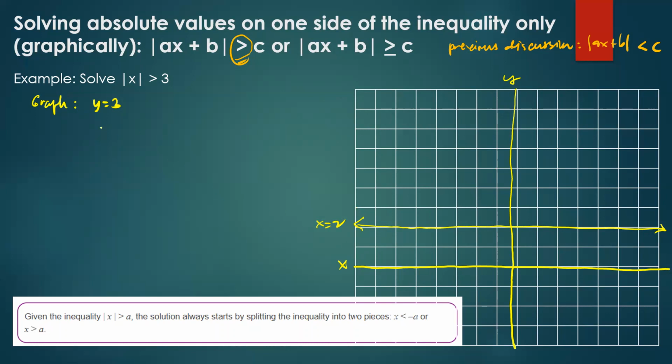Then we are going to graph the modulus of x. So to graph this, we need to produce the table of values. So if x is 0, y is 0. If x is 1, y is 1. If x is negative 1, then y is equal to 1, right? Because that is always the absolute value.